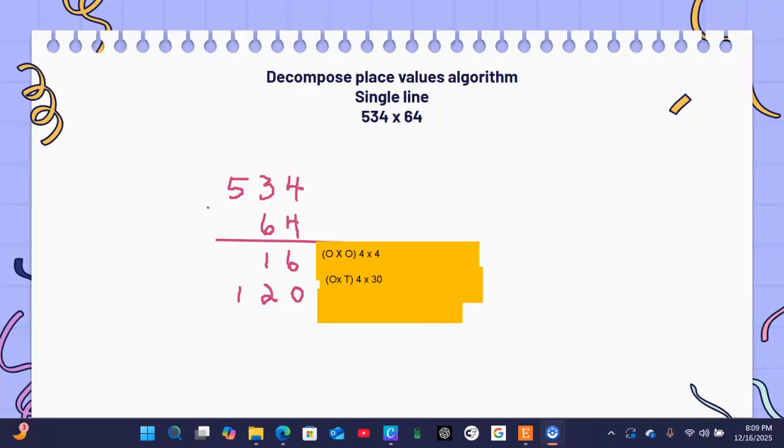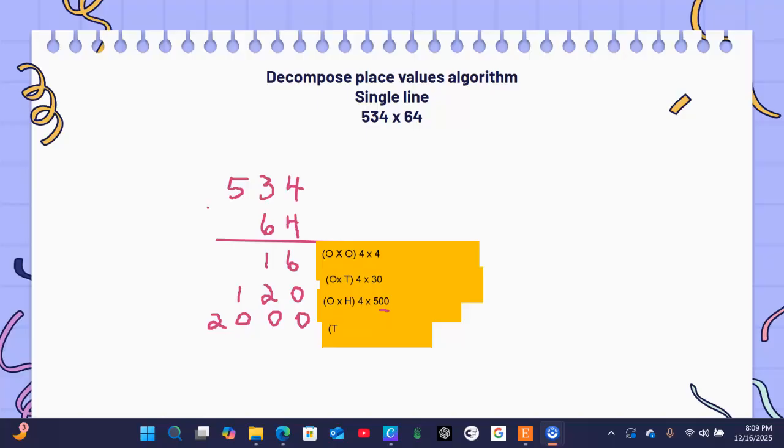Next one is our ones place times our hundreds place, and that would be 4 times 500. Okay, again, you should be able to see there's 2 zeros right here. So that's 1, 2, and 4 times 5 equals 20. So I'm going to write 20 backwards so I can make sure that I don't mistakenly write our 2 under the hundreds place.